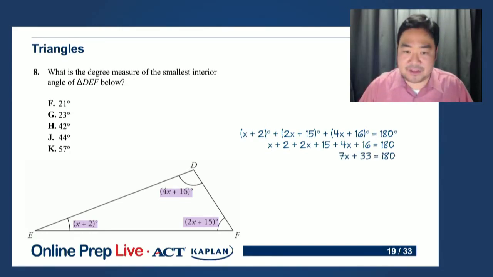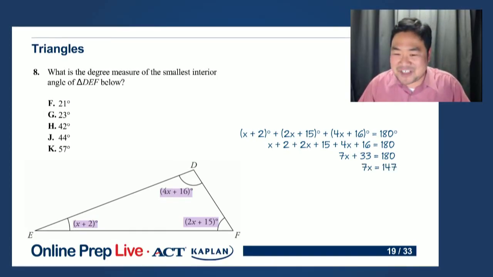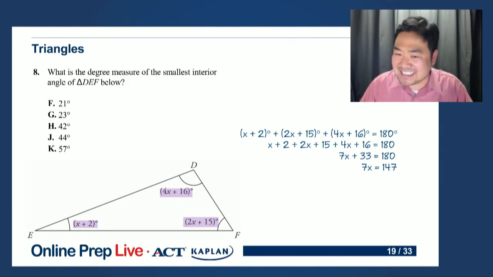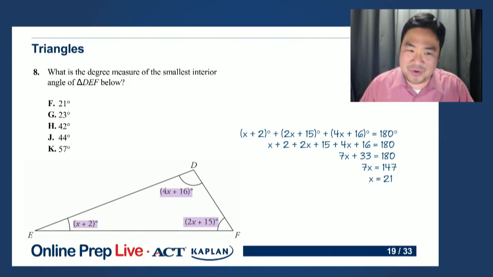Get the constants together, the 2, the 15, and the 6, and the 16. We've got 7x plus 33 is equal to 180. Subtract 33 on both sides. You guys know how to do this stuff, right? Subtract 33. 7x is equal to 147. And if we divide both sides by 7, and I'm seeing some really great results in the poll right now, because if you solve for x in this one, x is equal to 21.